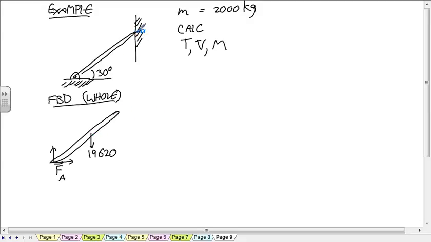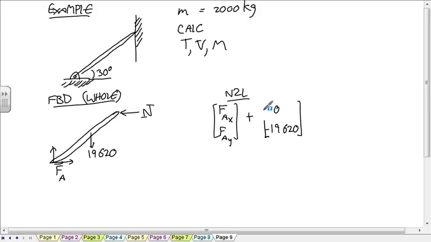And what kind of force is applied by the wall? That's a frictionless contact, so it's a known direction this way. Call that N. And so, Newton's second law, if you wanted, you could write out the table for this. But Newton's second law gives FAX, FAY plus 0, negative 19,620, plus negative FB, 0 is equal to zeros. Negative N, thanks.